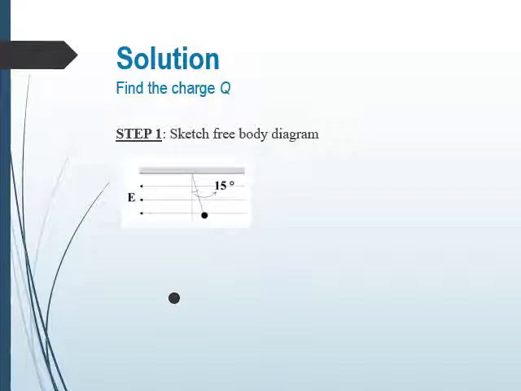It's a dot. And then if you look at the diagram, this polystyrene ball is being hung by a thread. Therefore, it comes with a tension. So you have a tension that is 15 degrees from the vertical. Now, don't forget about the angle, because this value is given in the original diagram. Therefore, you need to include it in your free body diagram. Next, now you place it inside an electric field and it is being attracted to the right-hand side, which shows that there is an electric force pointing to the right-hand side.